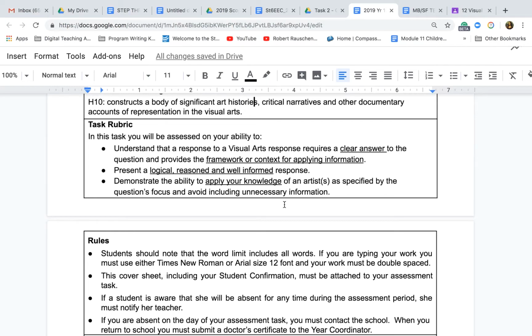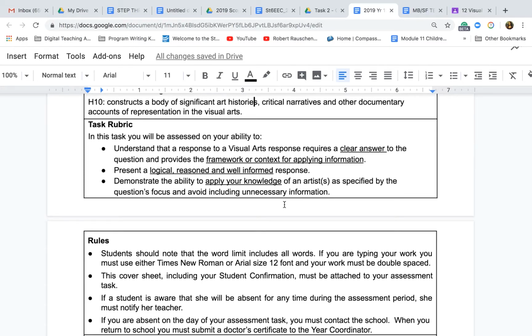And that's what you need to do to maintain that A bracket. The relevancy of all the information that you pertain in your essay needs to be consistent and needs to stay within the framework or context of what the question is asking from you. The next point: present a logical, reasoned, and well-informed response.